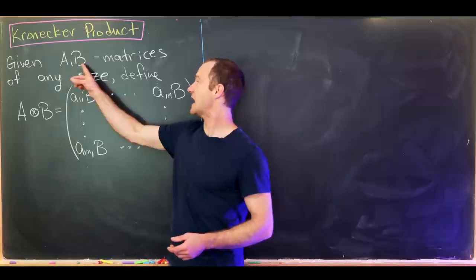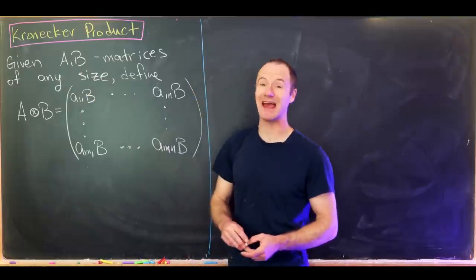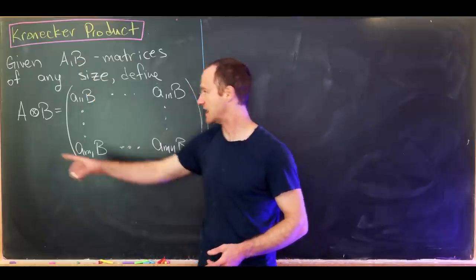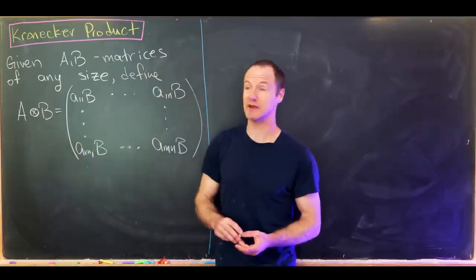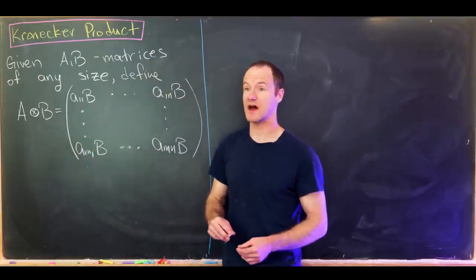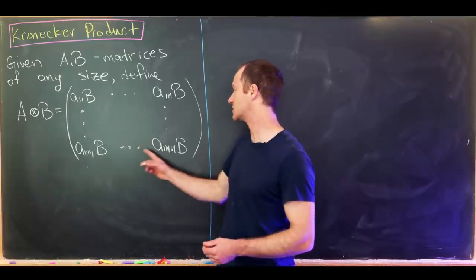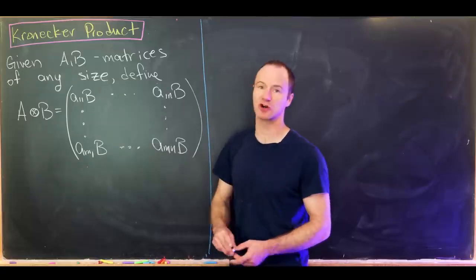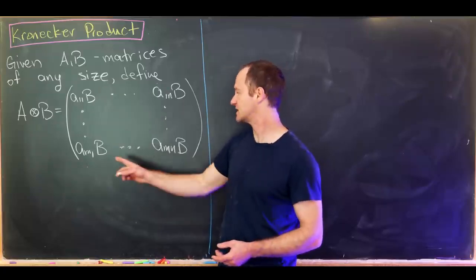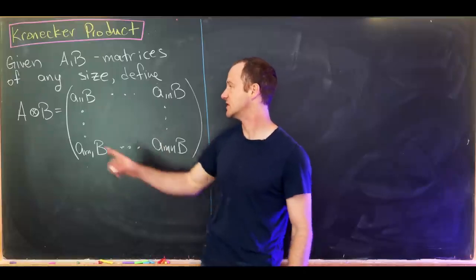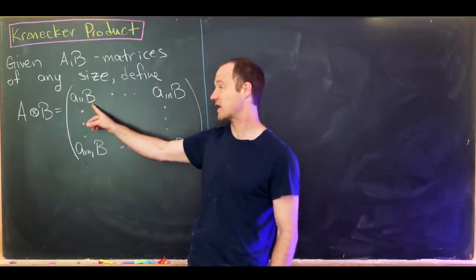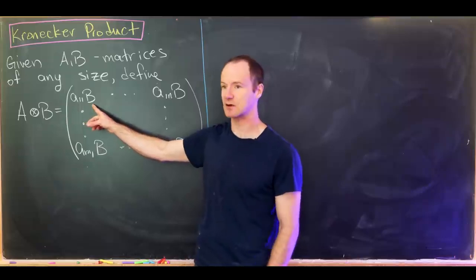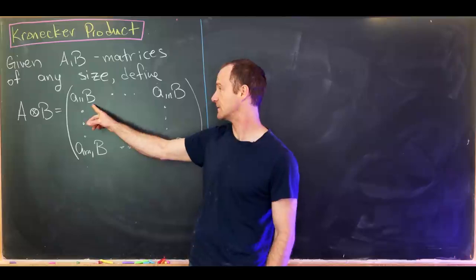So let's say that A and B are matrices of any size. Then A circle times B, so it looks like A tensor B, and we'll see why that notation is adopted, is going to be this somewhat larger matrix. This is given by block matrices. Here we have the A11 entry times the entire matrix B, so that's like a scalar multiple of the entire matrix B.